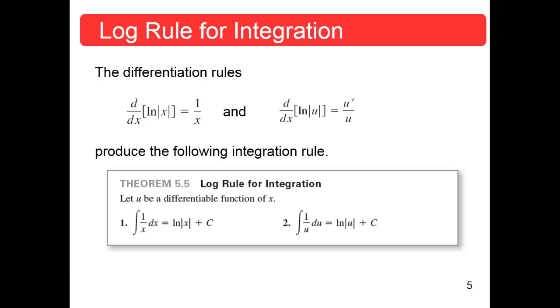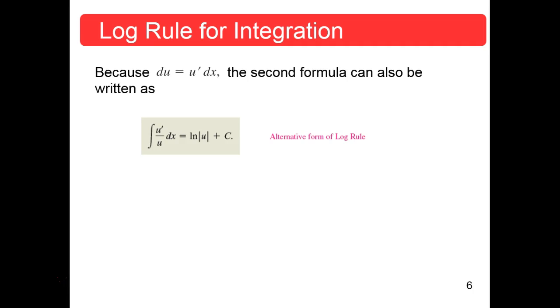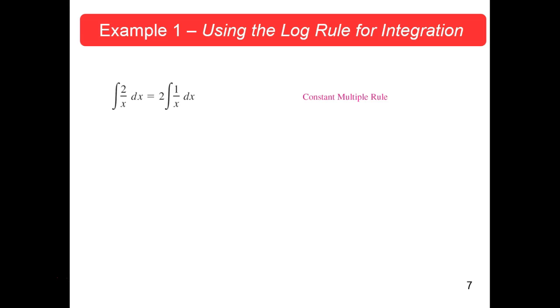So, let's just do an example, okay? Because du is u prime dx, the second formula can also be written as that, and we just did that. No, before they did 1 over u, now they did u prime over u dx. Okay. That's why they did it, I guess. All right. They didn't quite do it all, but they started it for you. Just like before, the constant can be pulled on the outside. Okay, there we go. And then what's the antiderivative?